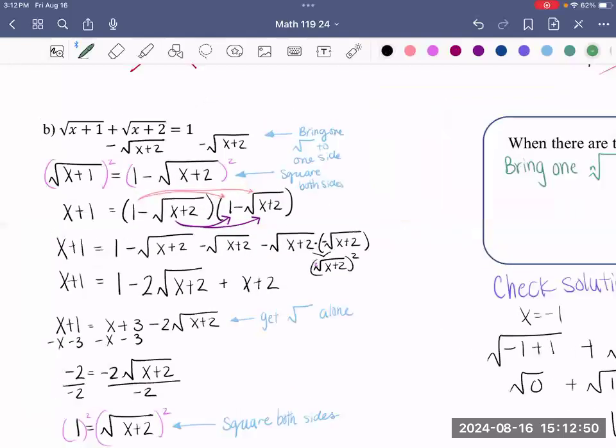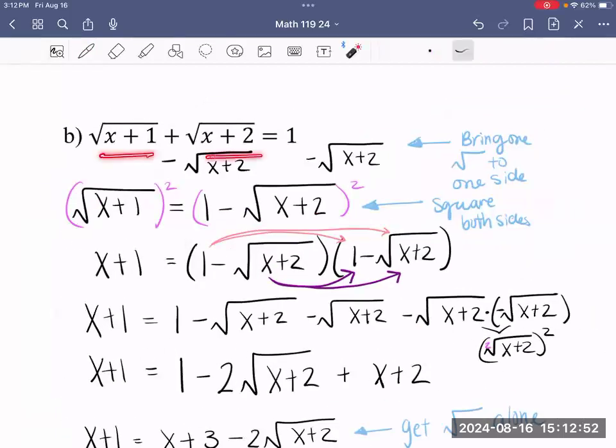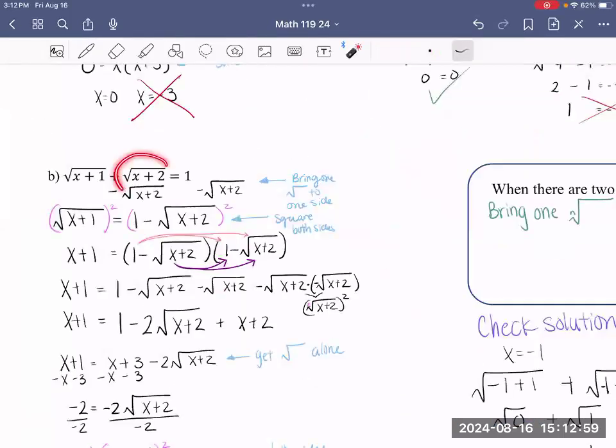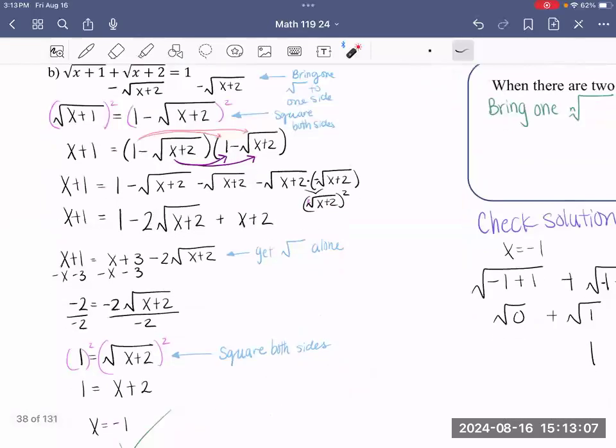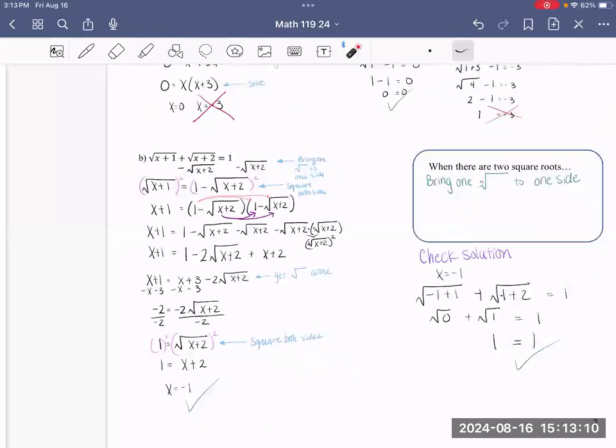So this is probably the hardest variation, if you have two radicals and a constant. So just to kind of summarize one more time, you're going to bring one of these two over. You're going to square both sides. You're going to FOIL. You're going to get your radical alone. And then one more time, square your sides.